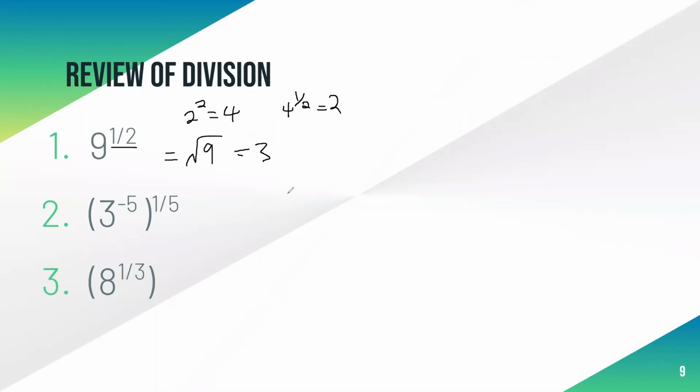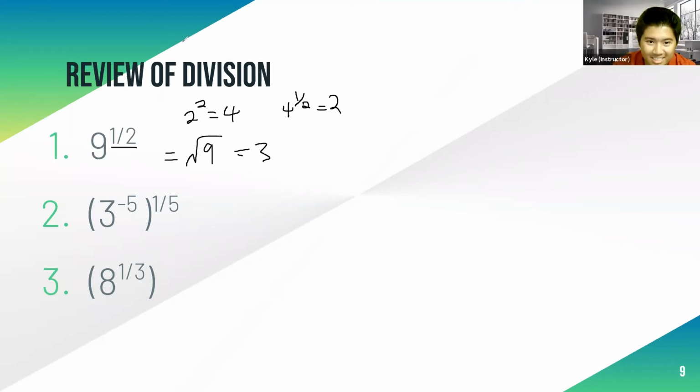Okay, so the main consensus is 3, and Ian instead says 1/3. So let's see which of you are right. Once again, we have an exponent of an exponent. So what do we do with the exponent of an exponent? We just multiply them together. So in this case, we have -5 multiplied by 1/5.